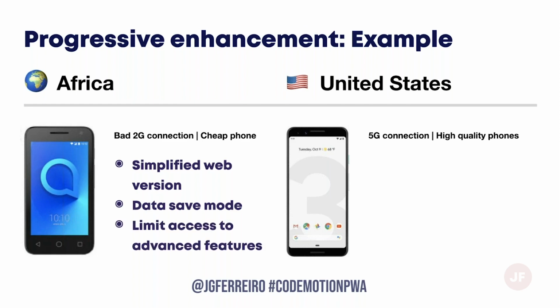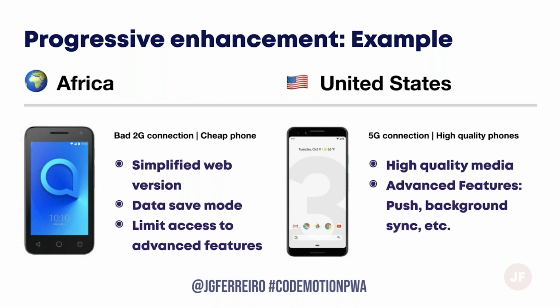So for those people, coming back to the analogy of the cake, we will offer a very simple version of our application. However, what happens if we are in the United States and we have super high quality phones and a 5G internet connection? The story is going to be slightly different. We will offer high quality media. We will offer advanced features like push notifications, background sync, and more. That summarizes the idea of progressive enhancement.